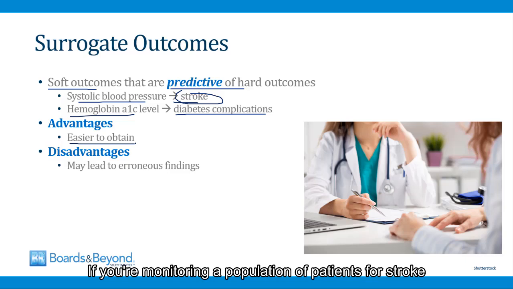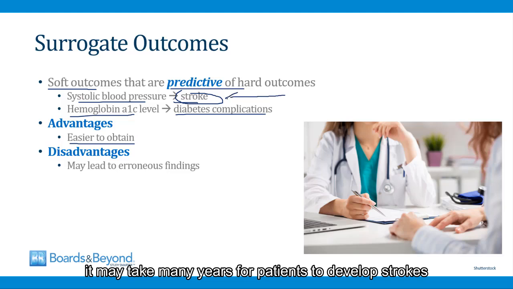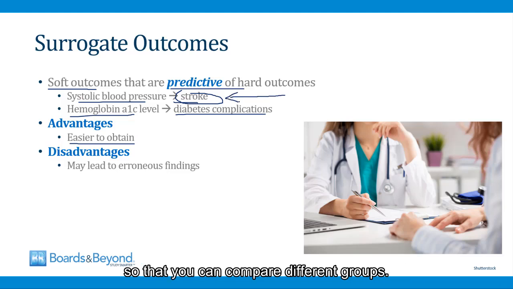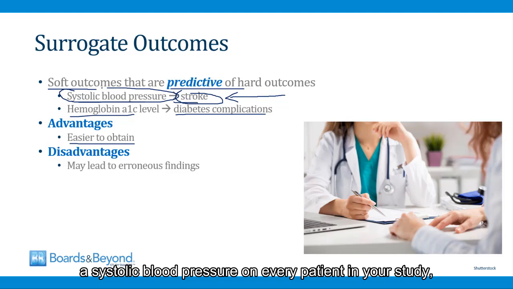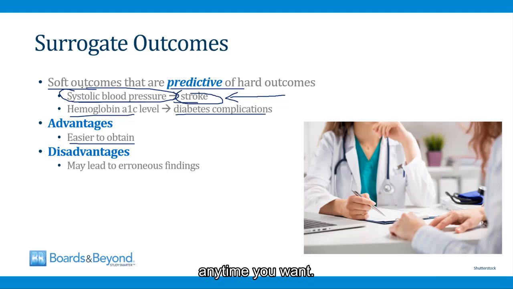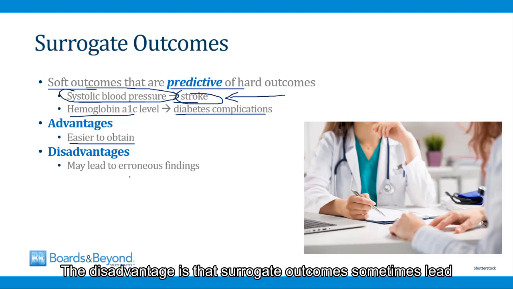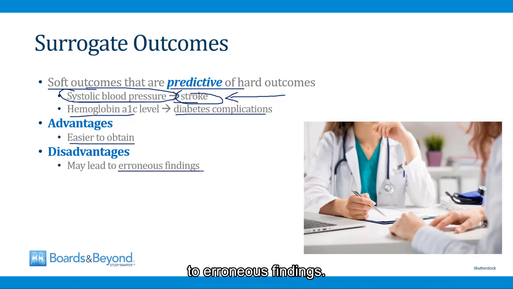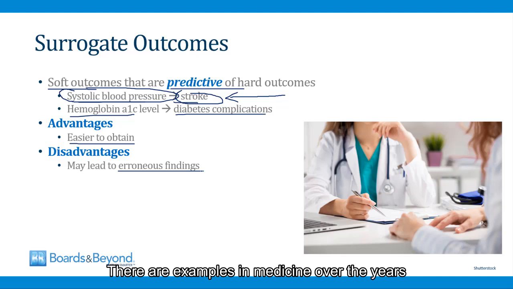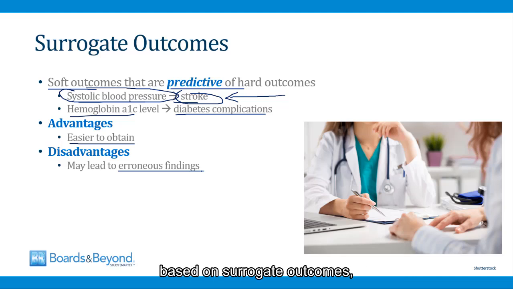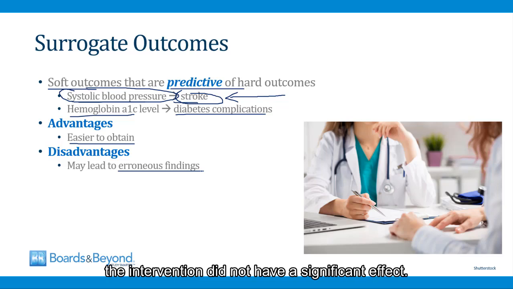If you're monitoring a population of patients for stroke, it may take many years for patients to develop stroke so that you can compare different groups. On the other hand, it's very easy to obtain a systolic blood pressure on every patient in your study anytime you want. The disadvantage is that surrogate outcomes sometimes lead to erroneous findings. There are examples in medicine over the years of interventions that seem to work based on surrogate outcomes, but when someone finally did a clinical trial using a hard endpoint, the intervention did not have a significant effect.